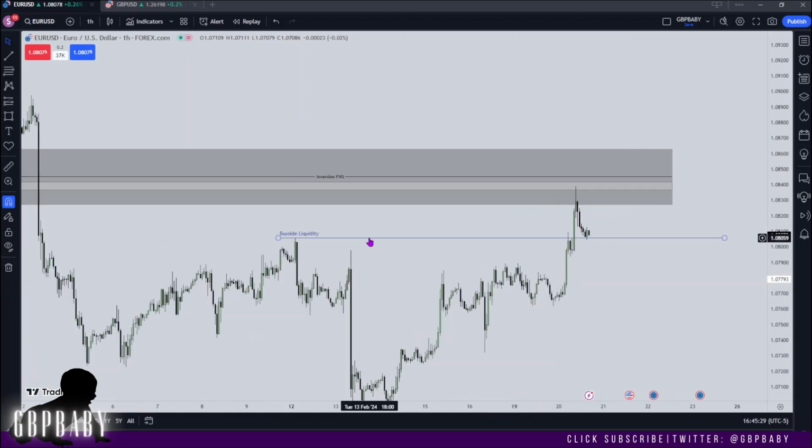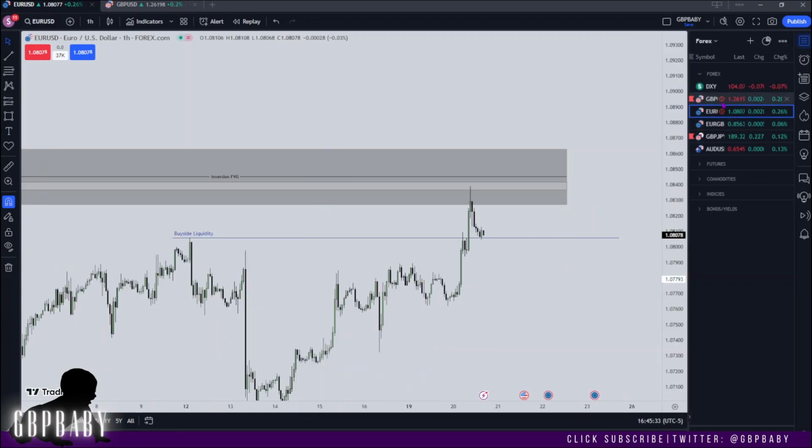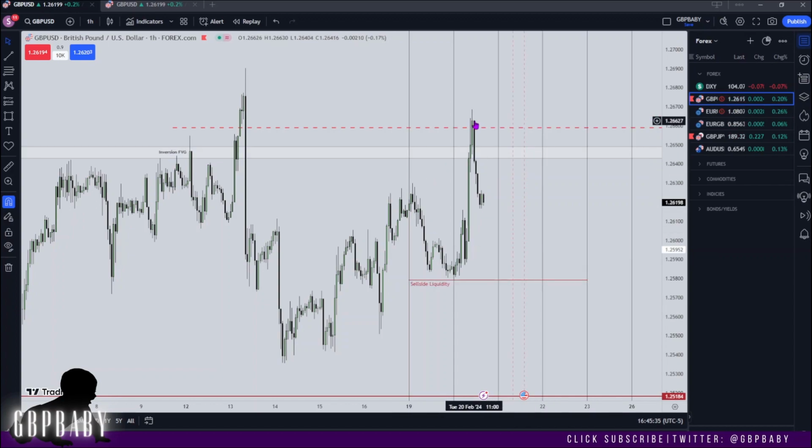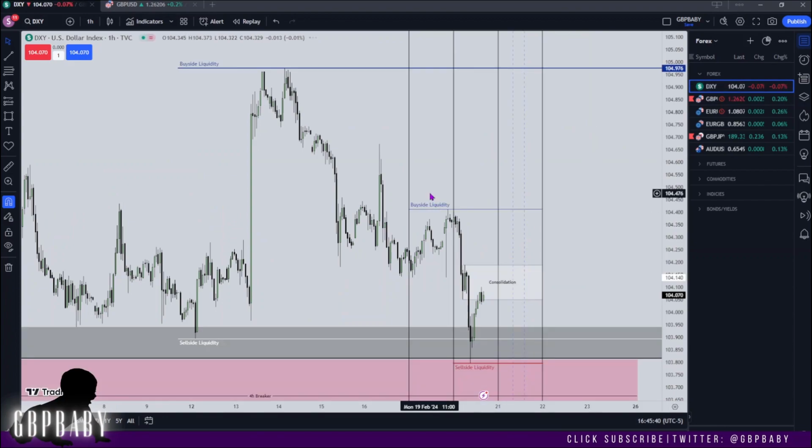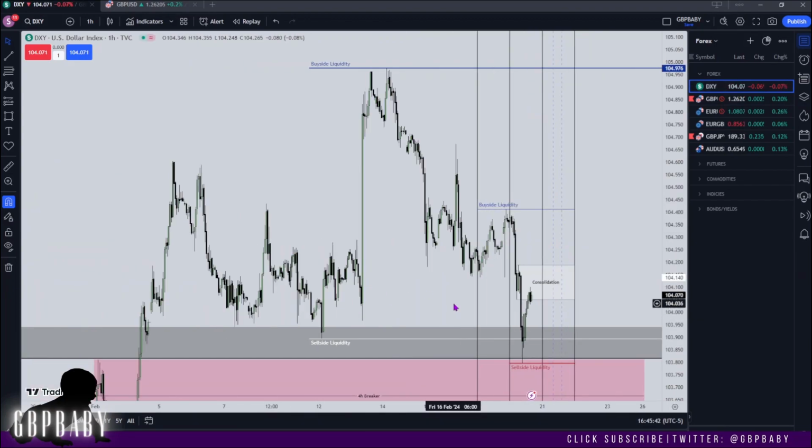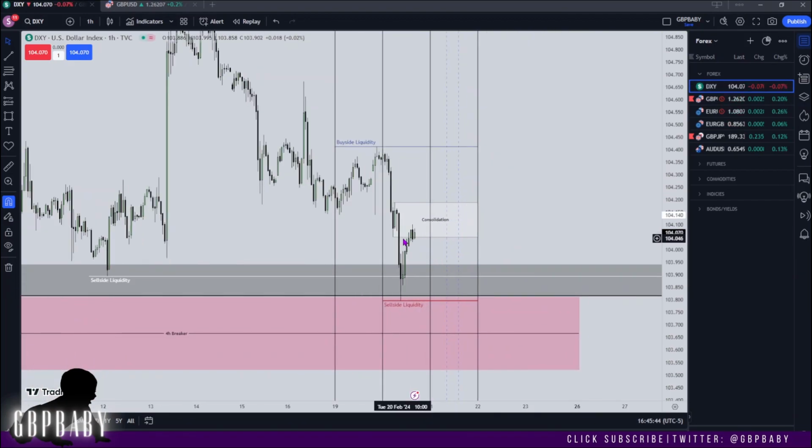But that explains everything, guys. Beautiful day, delivered right to where we expected on Euro. Same on GBP. It was nice to see us reach up into that midpoint. A lot more aggressive than I anticipated. And then dollar, like I said, did move a little bit lower than anticipated. But again, nothing to be too afraid of.